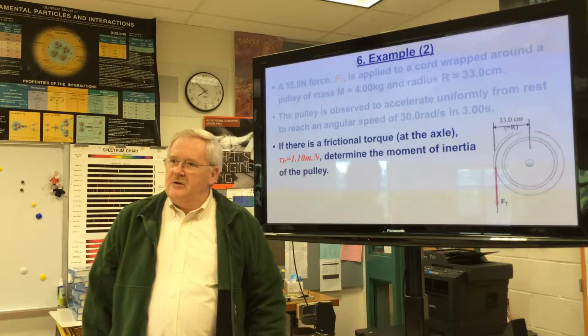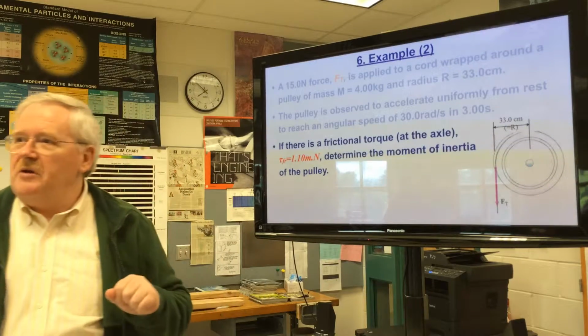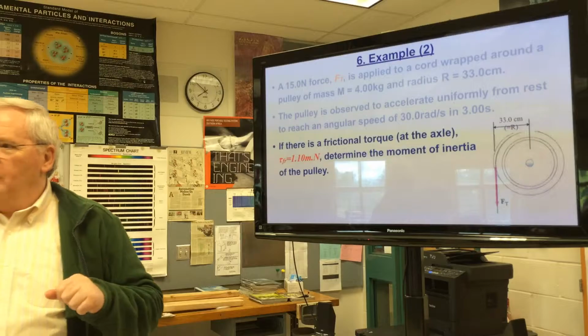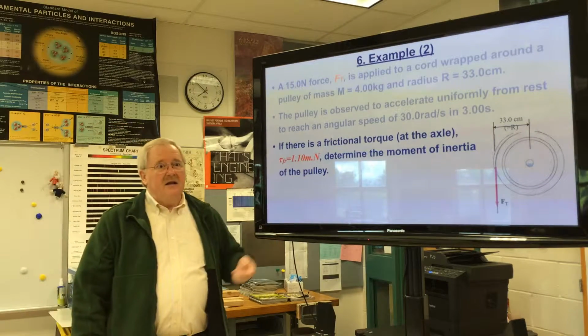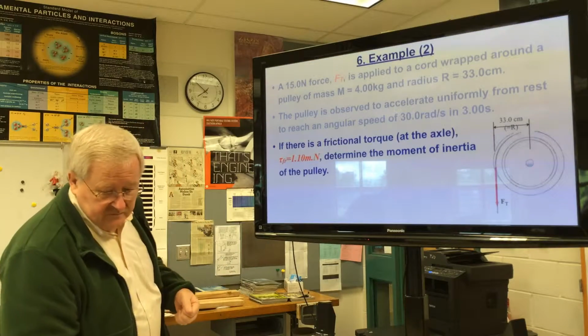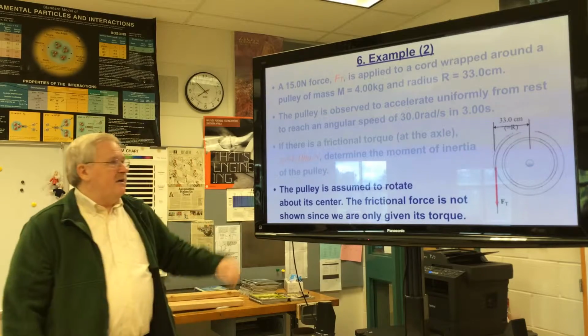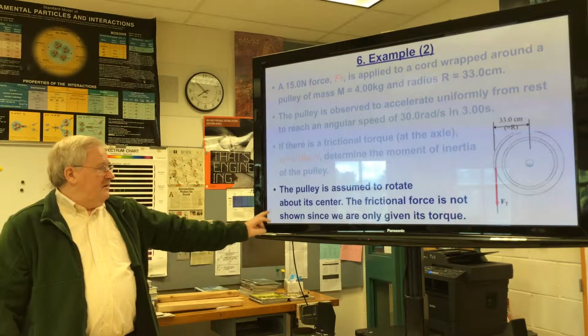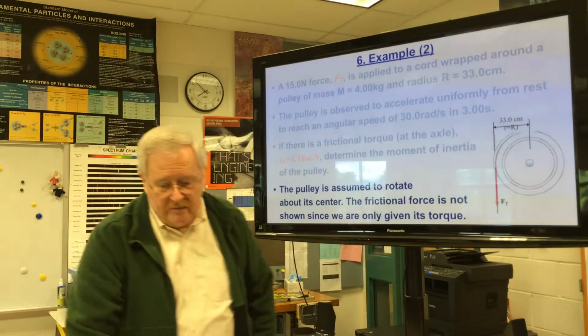See, we're starting to take into account the fact that things aren't frictionless on moving pulleys now. We start to add in some more complication now that we can start thinking about how it works. And the pulley is assumed to rotate about its centre. I haven't shown the frictional force since we're only given its torque.